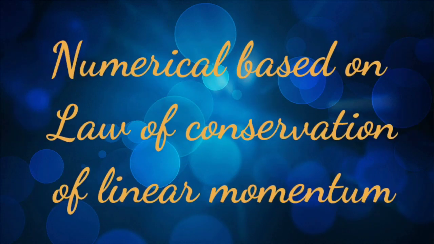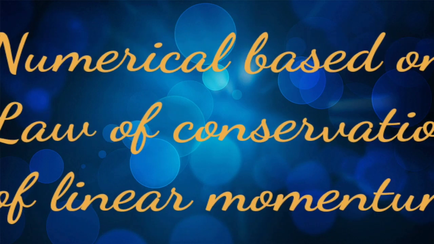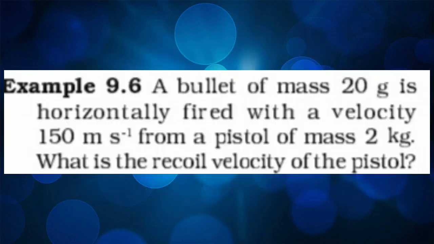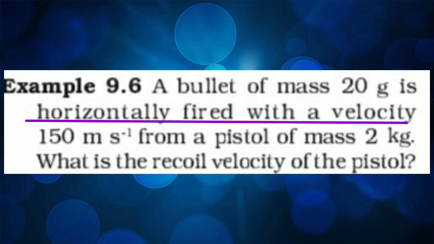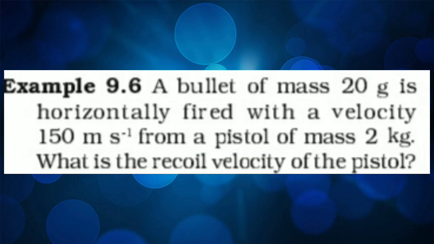Now students, we will do one numerical based on the law of conservation of linear momentum. In this numerical, a bullet of mass 20 gram is horizontally fired with a velocity of 150 meter per second from a pistol of mass 2 kg. What is the recoil velocity of the pistol?